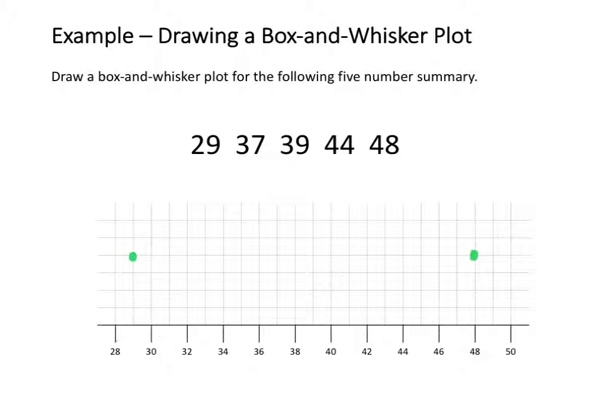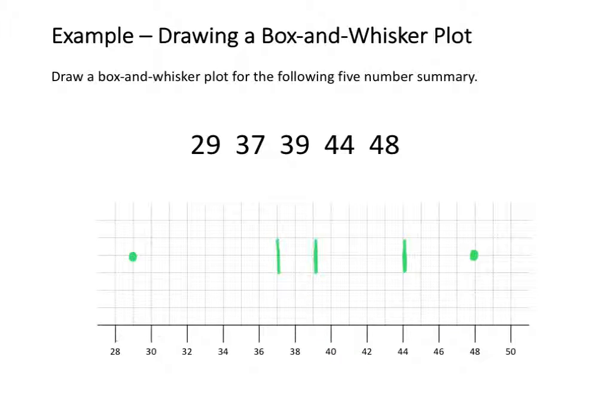Now I need to go and mark in my quartile 1, my median, and my quartile 3. And I'm going to do that not using a dot, but using a straight line. So I need to go and find where 37 would be on my scale, and then draw a straight line. I need to go and find where 39 is, because that's my median, and draw a straight line, and then I need to go and find where 44 is and draw a straight line.